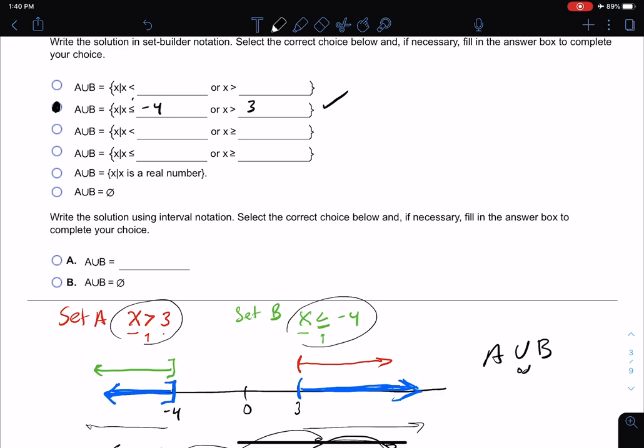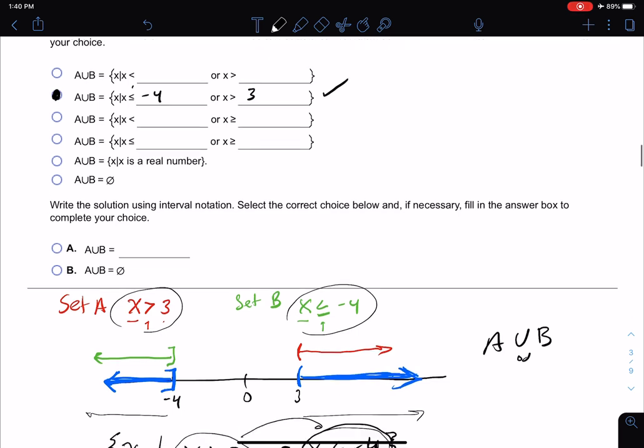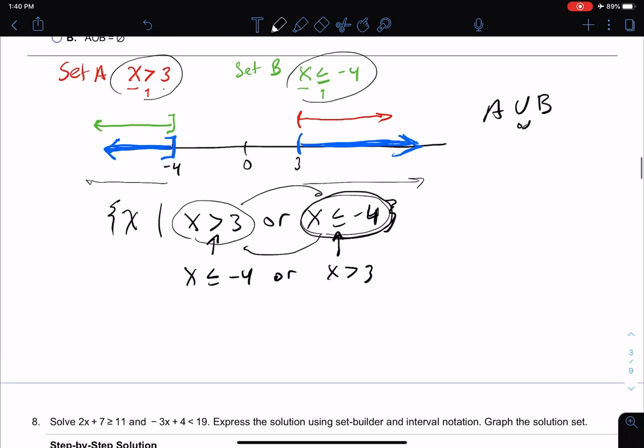And then finally, write the solution using interval notation. Interval notation is great for intervals, but it's not so great when it's not an interval like this one. So let's show this part right here in interval notation, right? That's going off to negative infinity. So it's negative infinity up to the largest value on that interval, which is negative 4, and it's closed. I'm just doing the blue.